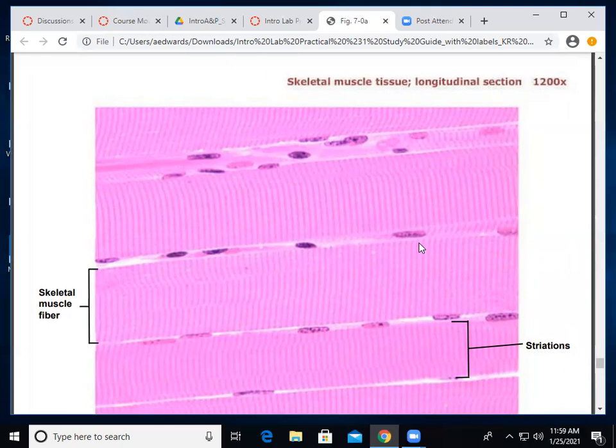Sure, sorry, it says nuclei per cell. I know it's really small. Nuclei per cell. And again, all these little lines are striations. But this is a muscle fiber, this is a muscle fiber, this is a muscle fiber. These are all nuclei.